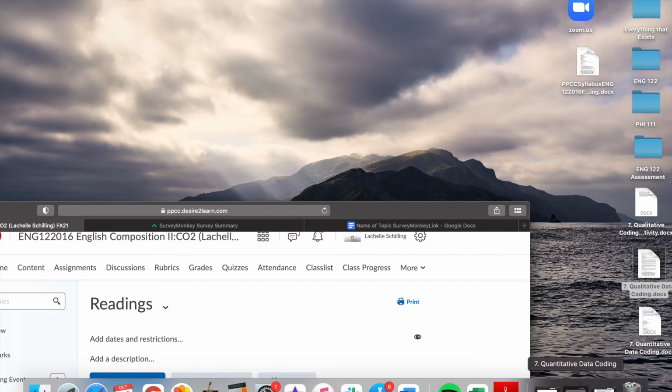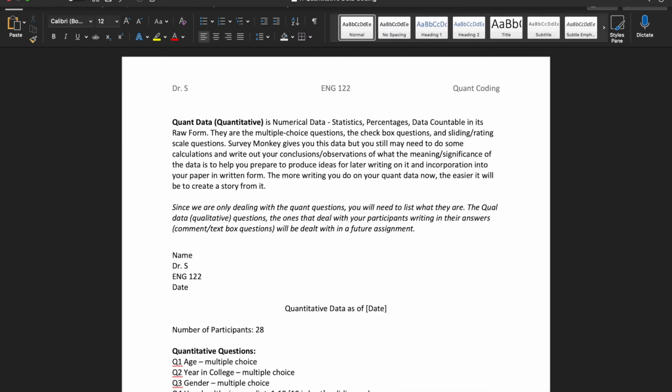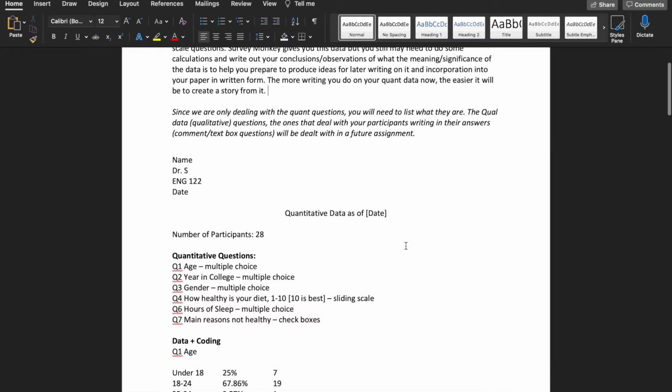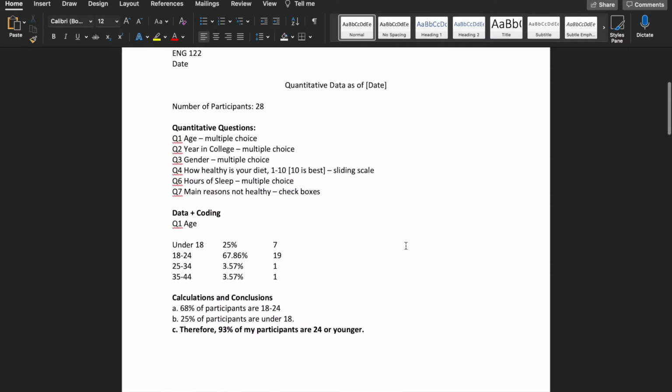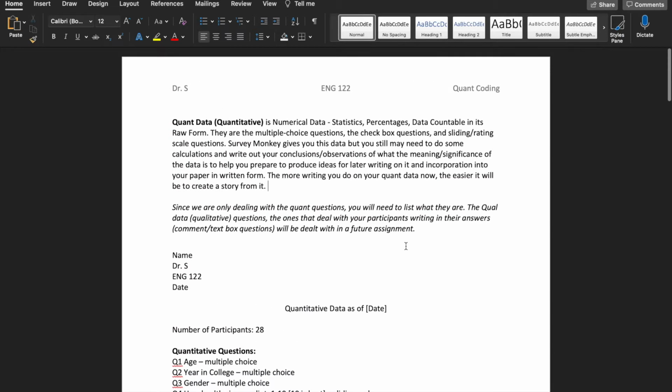Okay, so I'm going to show the quantitative coding. When you turn this in, you will turn in 2 documents. So the assignment, whenever coding is due, will be 2 documents. You will have a Microsoft Word document with quantitative, and then another document with your qualitative. Your quantitative will be much shorter. You see that mine is only 4 pages.